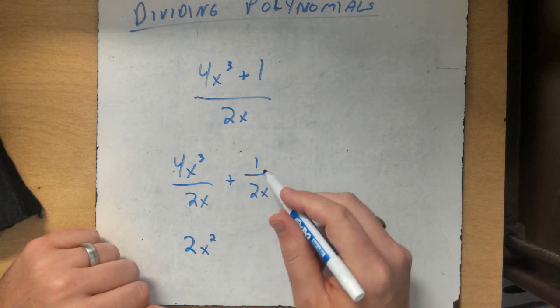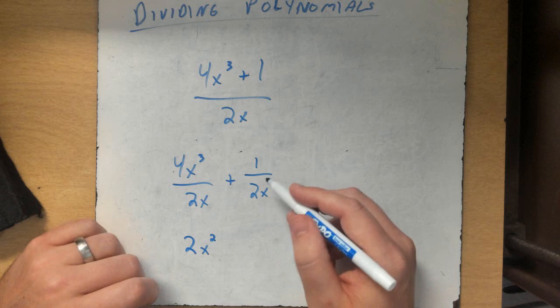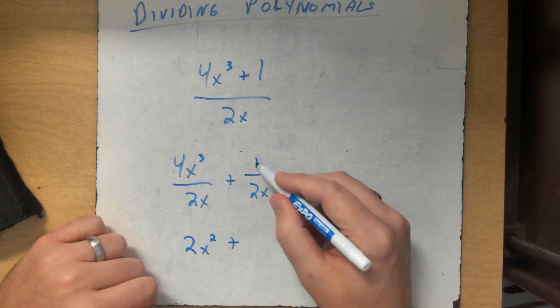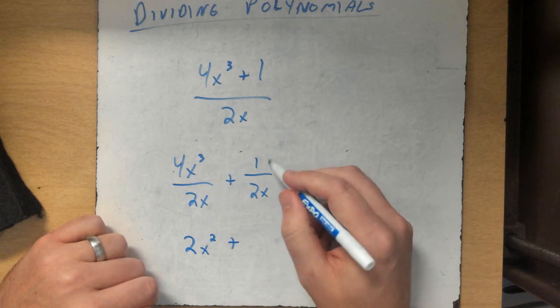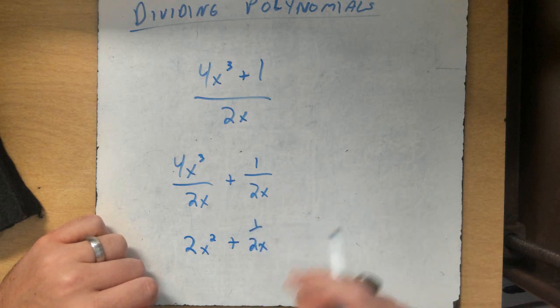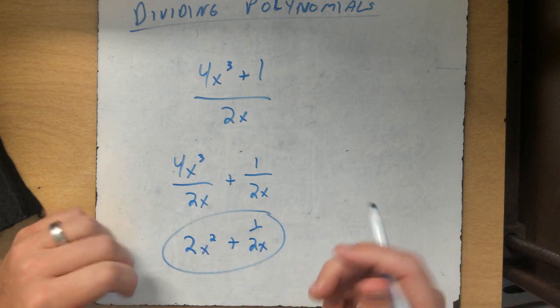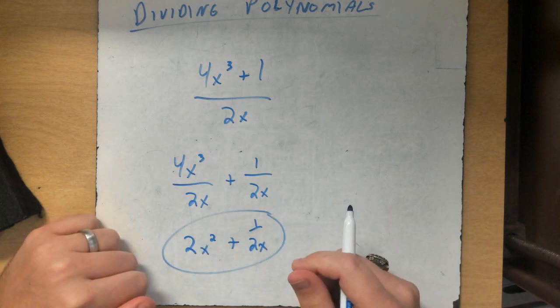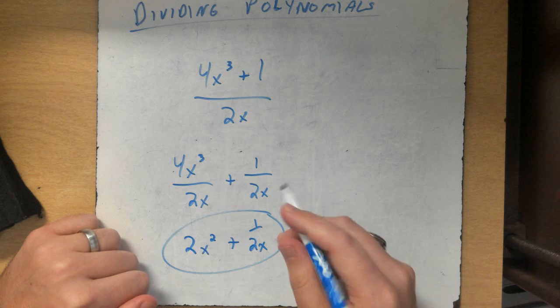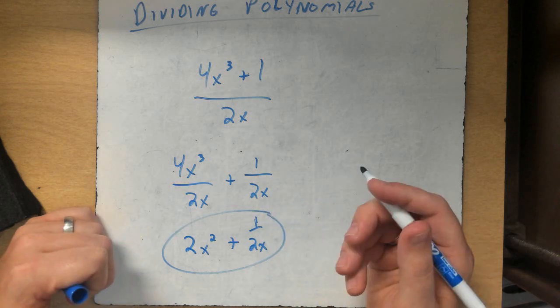Now looking at this side here, this 1 over 2x, 1 divided by 2x, there's nothing we can really do with it. We can't cancel this out. There's no x's anywhere. So we're just going to leave this as it is, like that. And that's going to be our answer. Okay, so our final answer is this here: 2x squared plus 1 over 2x, okay?